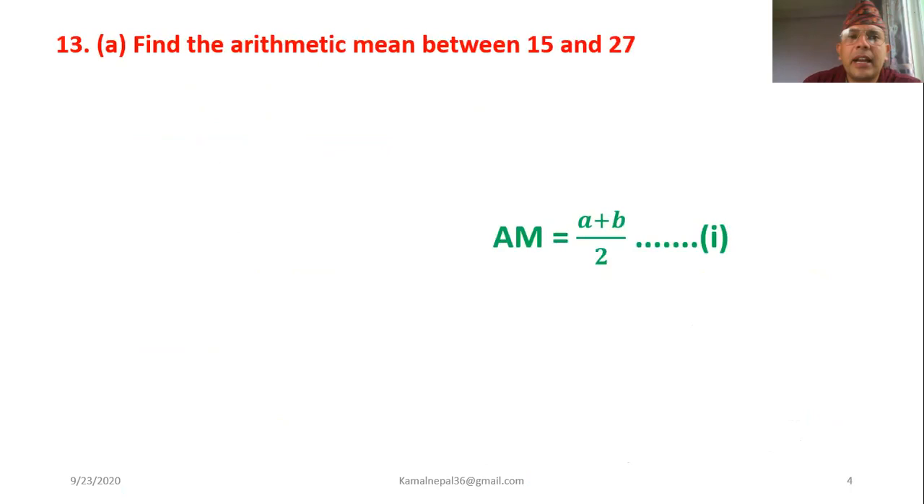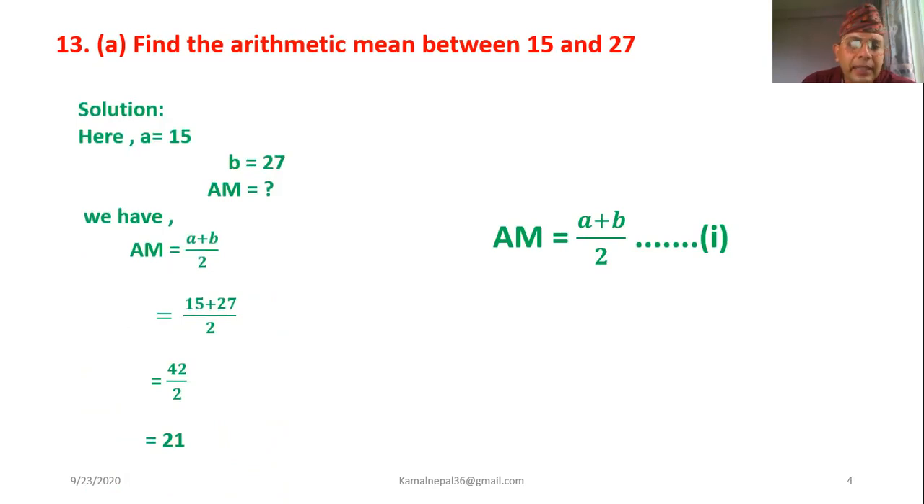Now, I want to start the exercise. It is 13A, question number first. Find the arithmetic mean between 15 and 27. So you have A is equal to 15 and B is equal to 27. We need to find out AM is equal to what? We have AM is equal to A plus B divided by 2. A is 15 plus 27 divided by 2. It is 42 divided by 2. It is 21. 21 is your arithmetic mean.